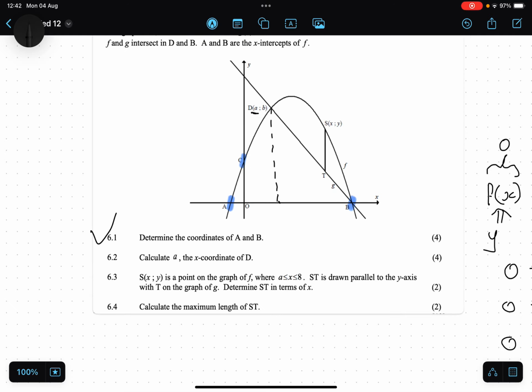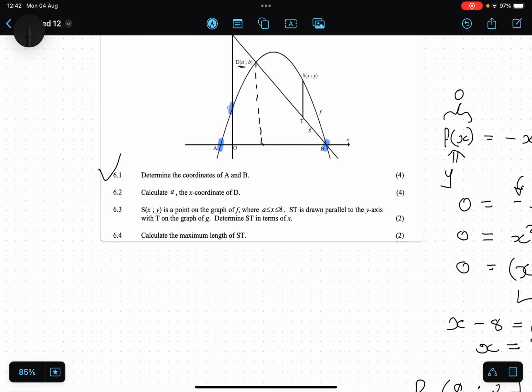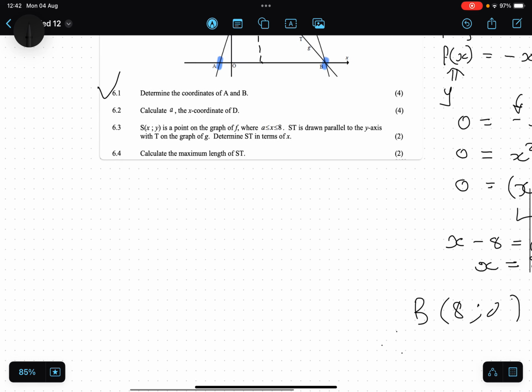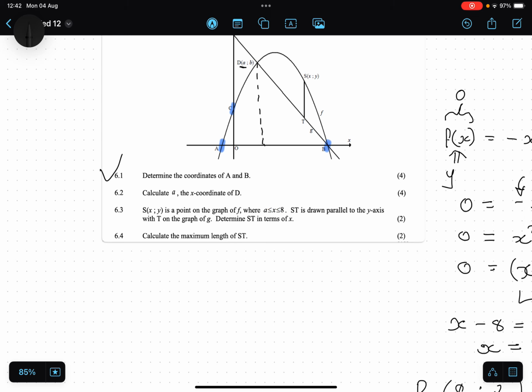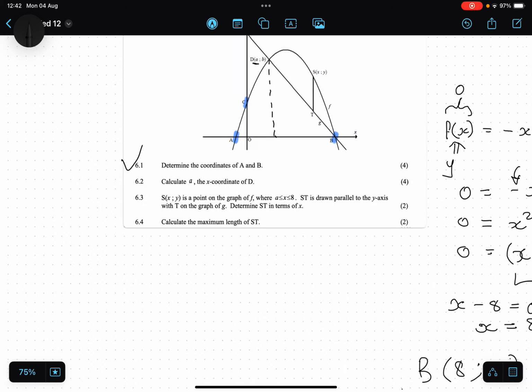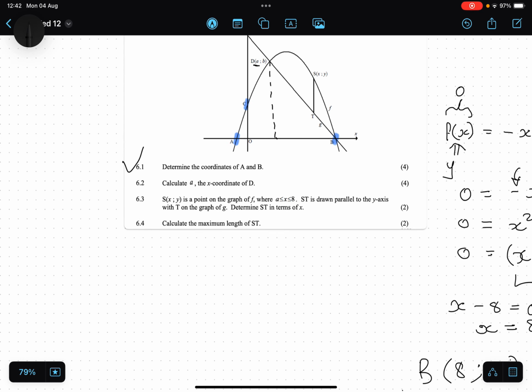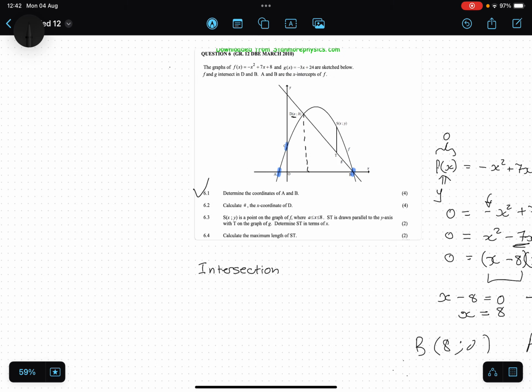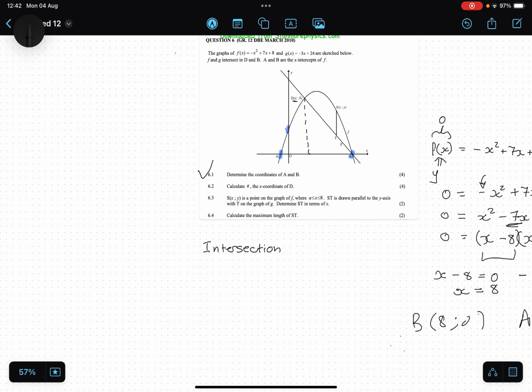Now, whenever you have two graphs intersecting, what I mean is they're touching each other, they're going through each other. You can see that the straight line is going through the parabola at D and then at B. Now, whenever we have an intersection, meaning we want to find the x point of the intersection, we always set the graph equations equal to each other. Okay, and why do we do this?